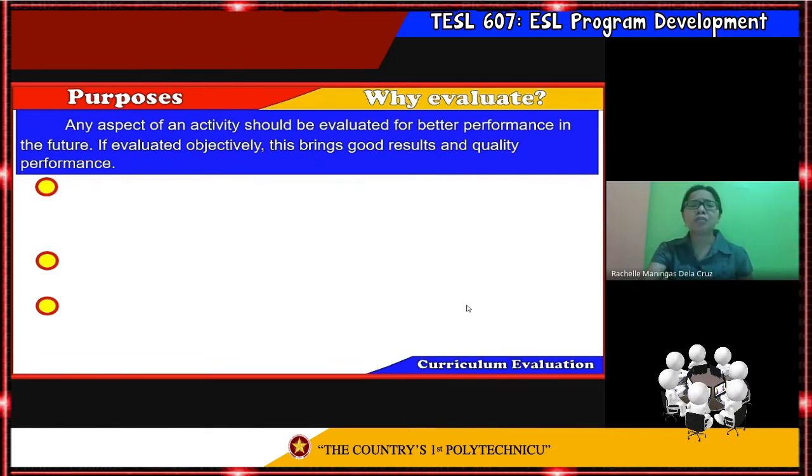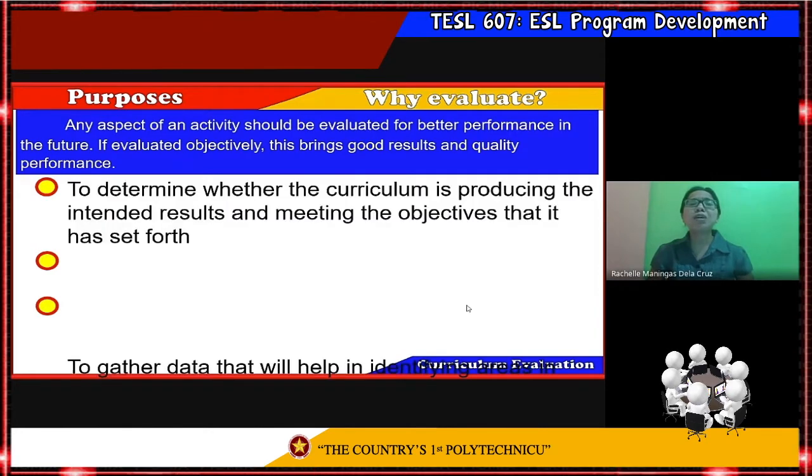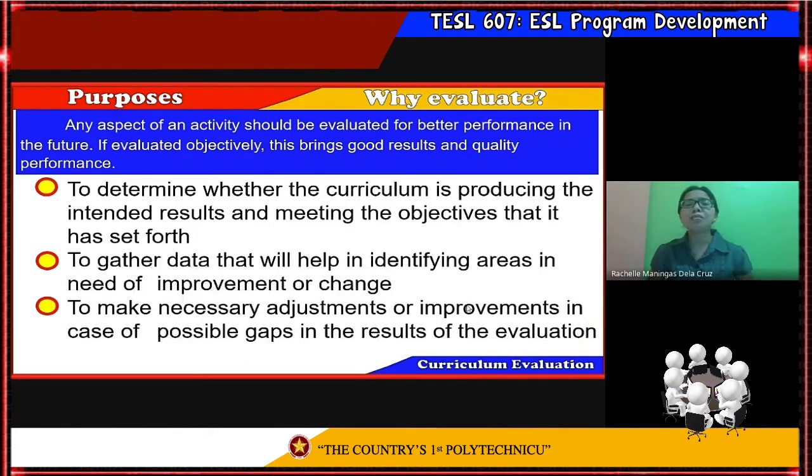The first one is to determine whether the curriculum is producing the intended results and meeting the objectives that it has set forth. Determining whether the curriculum meets the demands of educational reforms that have been made is an essential component in the process of adapting and implementing any new curriculum in any educational setting. So it is reasonable to find out if the learners have learned what was supposed to have been learned.